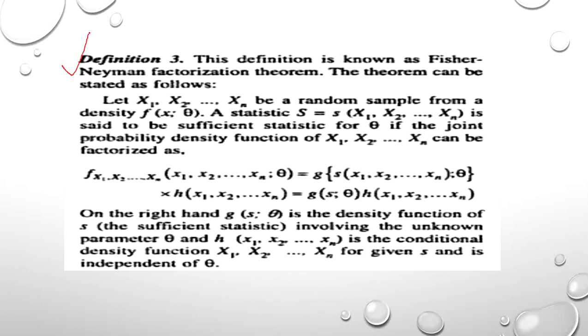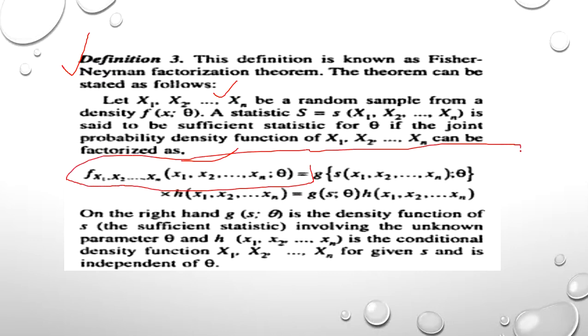This is the most important result also, the Neyman factorization theorem. This definition is known as the Fisher-Neyman factorization theorem. The theorem can be stated as follows: let x1, x2 and so on xn be a random sample from a density of x, and T a statistic. Then you can divide the likelihood function like this into g and h functions, and then you can say that it is a sufficient statistic. Now we can see the examples so you can be clear about sufficient statistics.